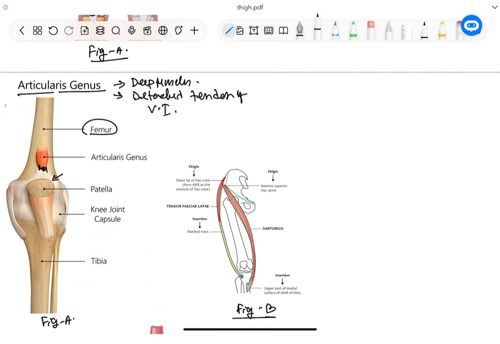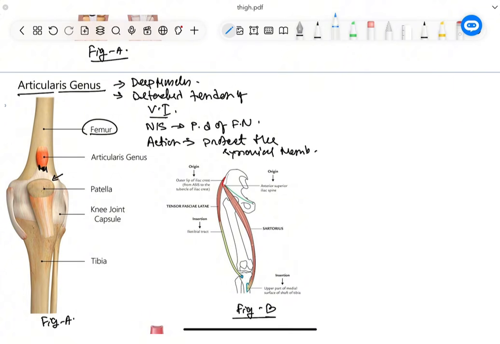So, quite a unique feature, it gets inserted into the synovial membrane covering the knee joint area. So it protects the knee joint synovial membrane, specifically when the knee is extended. If anyone asks you what the nerve supply of articularis genu is, it is the same, of course, because it is a detached tendon of the vastus intermedius, so the posterior division of the femoral nerve supplies it. And if we ask what the action is, its main function is to protect the synovial membrane, specifically when the person extends the knee. That is all about the articularis genu.